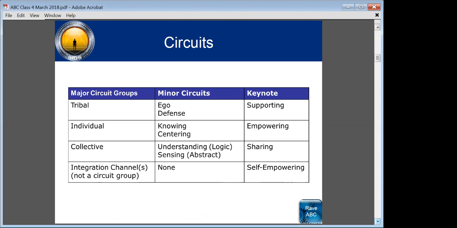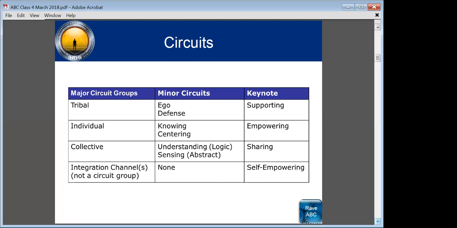We've got individual. It's made up of two circuits. One's knowing, the other is centering, and it comes down to the keynote of empowering. And collective is made up of two circuits. They're both considered pretty major circuits within that because they're pretty much activated by the same number of life forces.